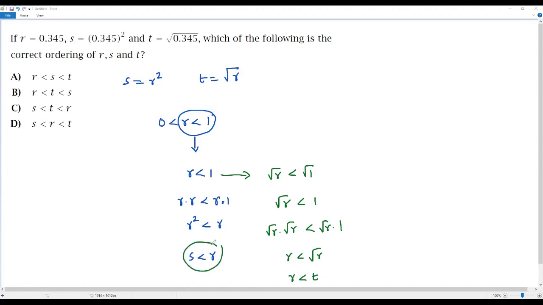Okay, here we got the result s less than r. And here we got the result r less than t. Now we can combine these two results. Then we get s less than r less than t. Okay, here I got the correct order of r, s, and t. That is s less than r less than t. I find this inequality in answer choice D. The correct answer choice for this question is D.